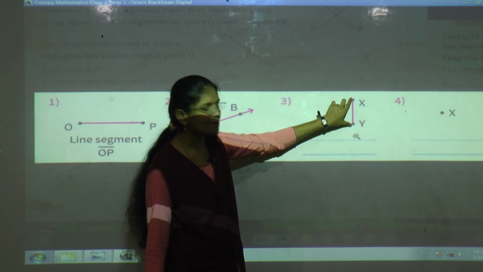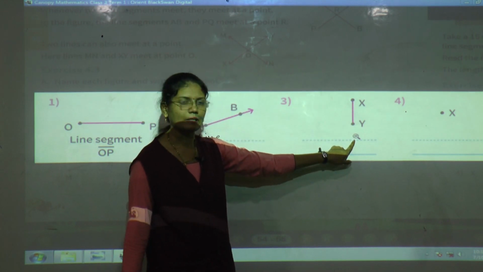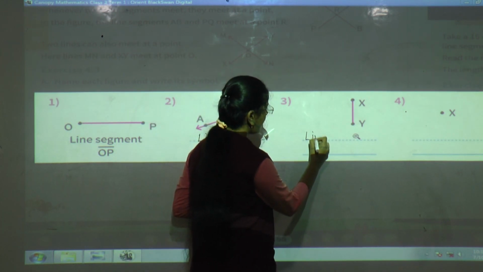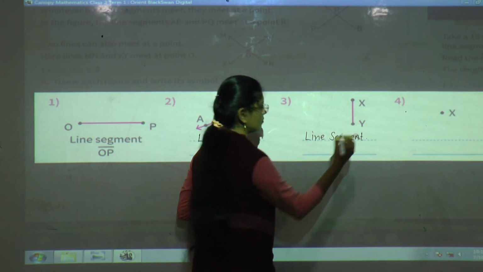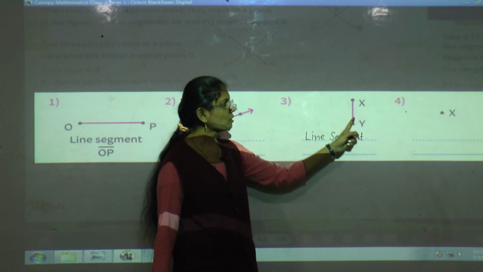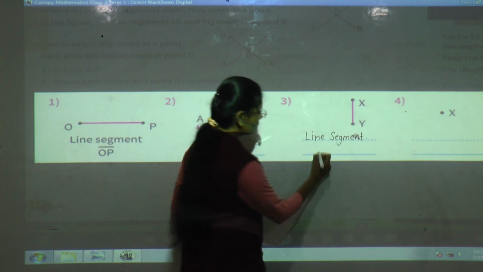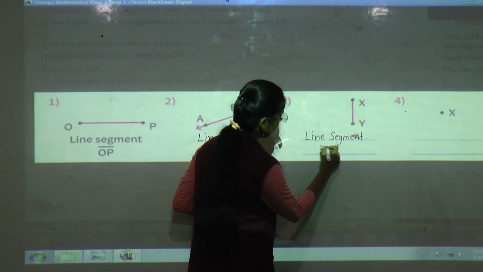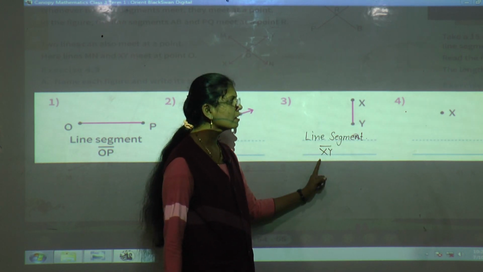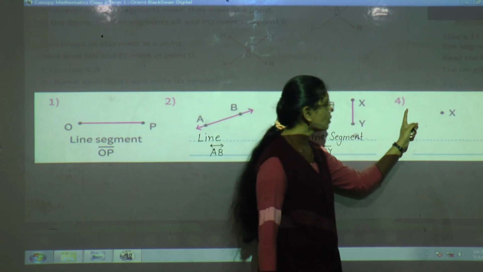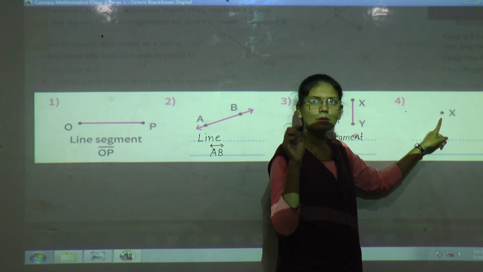The next is, see this, what is this? See, it is a piece of line. So what is the name of this? Line segment. Okay? So I'll write here line segment. Now I have to write the name with its symbol. What is the name? XY. And give its symbol on the top of the XY. So line segment XY.